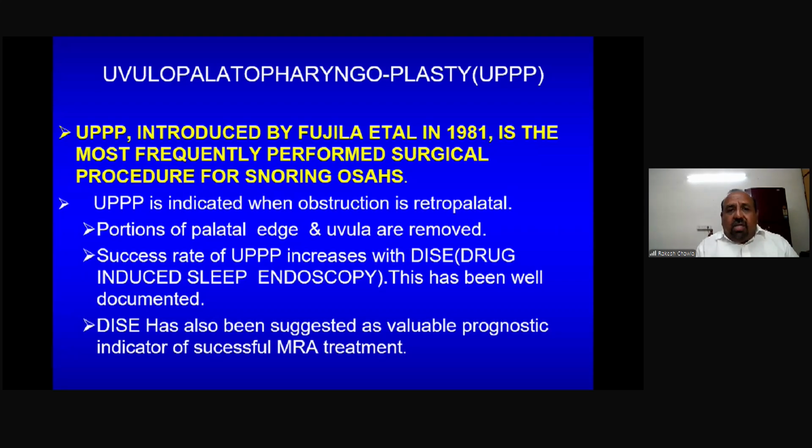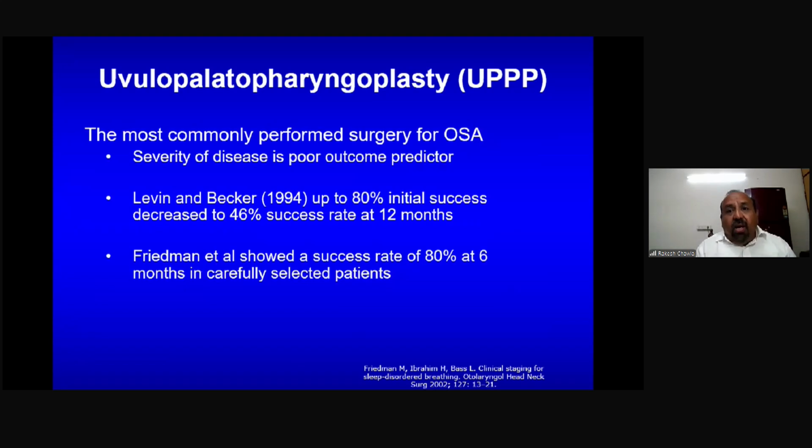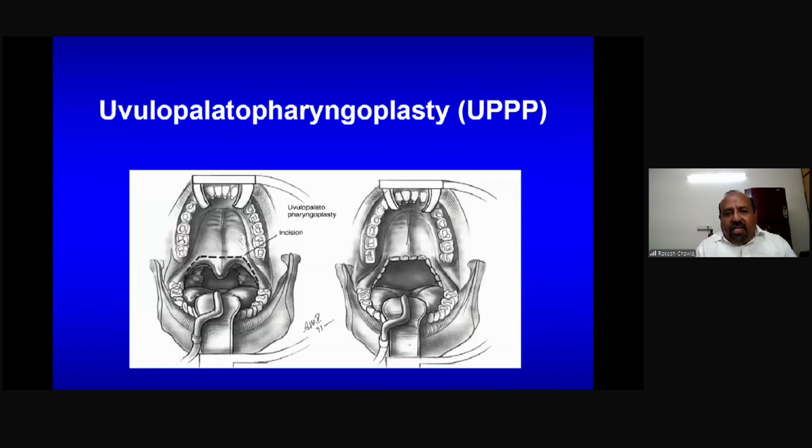Uvulopalatopharyngoplasty. It was introduced by Fujita, the most frequently performed surgical procedure for snoring. This is the procedure where DISE is going to help you a lot. How it is done: just see the uvula, the part of the palate is removed to increase the airspace so that the apneas and snoring disappear.